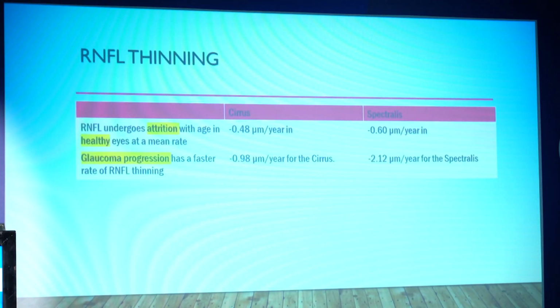RNFL thinning in normal healthy eyes will be around minus 0.48 micrometer per year. This is seen in the Cirrus machine. And in glaucoma progressors, this value can increase up to minus 0.98.